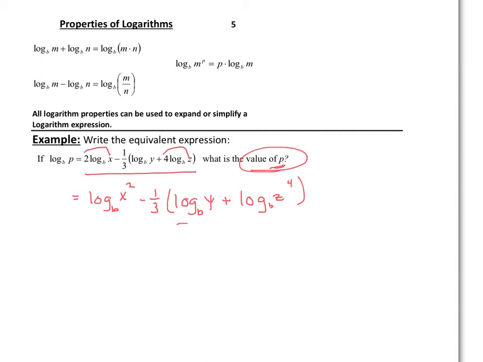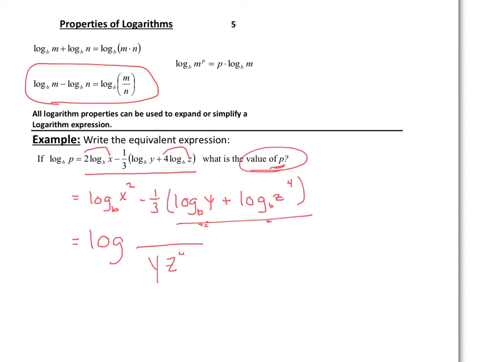Since I'm subtracting this whole entire quantity and I have a 1/3 out in front, my goal is to get one log, so I'm going to write one log. If I'm subtracting logs, I know there's going to be a division because I'm subtracting logs, so I know I'm going to be dividing. Since I'm subtracting these two log quantities, that whole entire quantity, and I have two logs in it, I know I'm going to have y on the bottom, and I know I'm going to have z to the 4th on the bottom. Since x is first, it's going to go on top, so x squared. And I have 1/3 of both those log quantities.